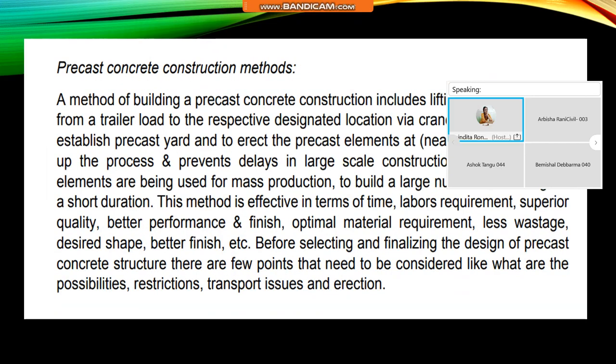The next topic is precast concrete construction methods. A method of building a precast concrete construction includes lifting precast elements from a trailer load to the respective designated location via crane. It is convenient to establish a precast yard and to erect the precast elements at or near the site, which speeds up the process and prevents delays in large-scale construction projects.